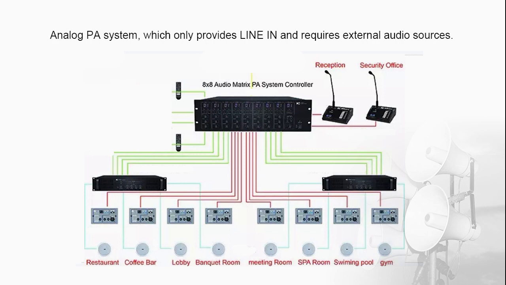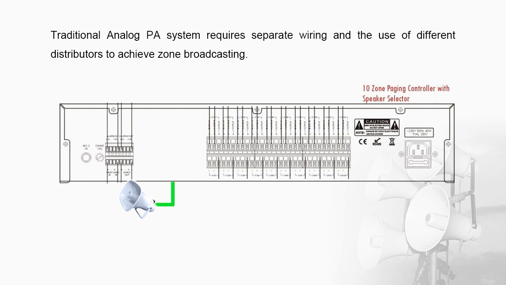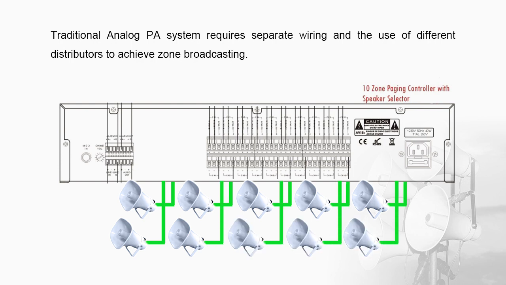Most traditional analog PA systems only provide an audio line-in input, and users need to purchase and install different audio source devices, such as MP3 players, FM radios, Bluetooth receivers, microphone amplifiers, etc. In traditional analog PA systems, if you need to broadcast in different zones and adjust the volume separately, you must separate the wiring for each zone and purchase additional zone selectors and volume adjusters. This results in high equipment and wiring costs, as well as a complex wiring setup.